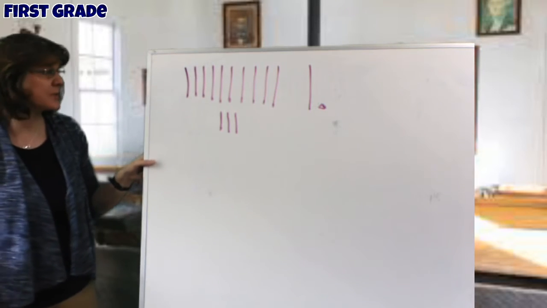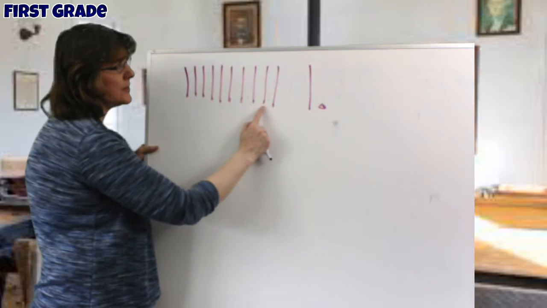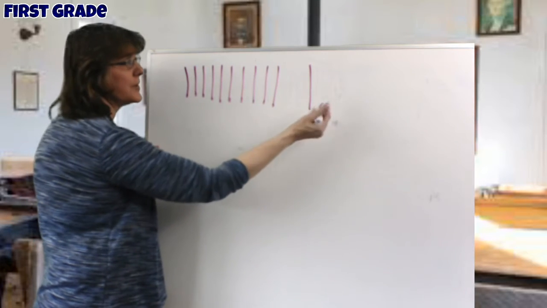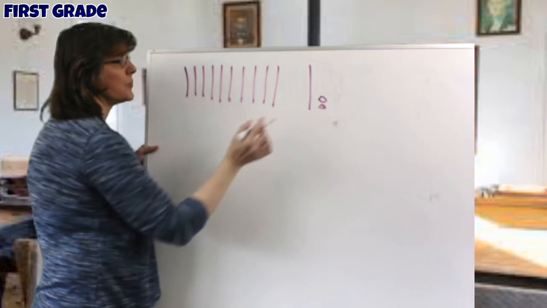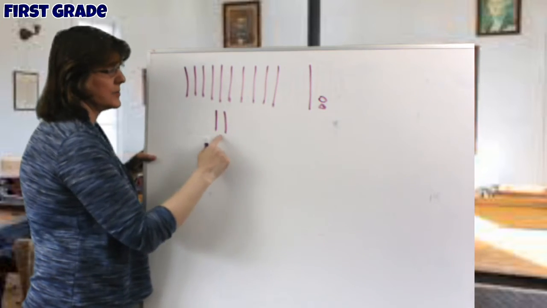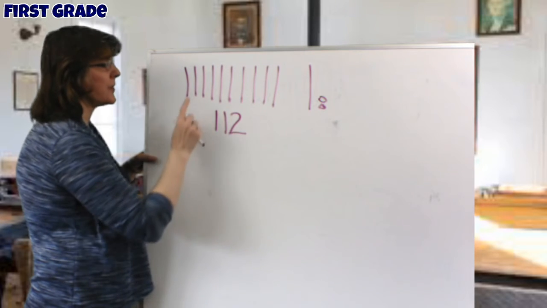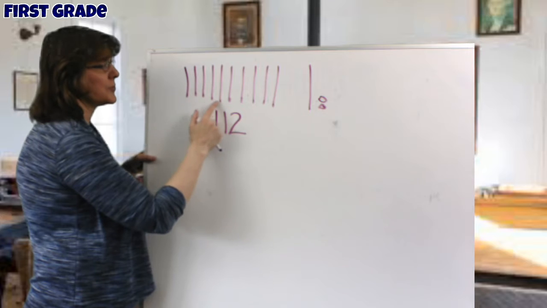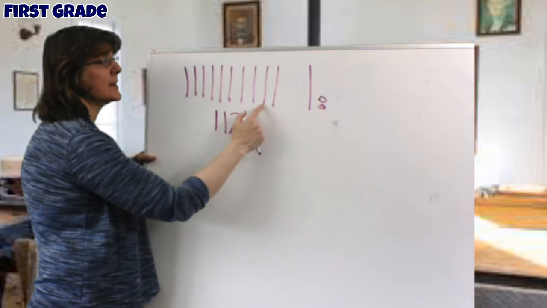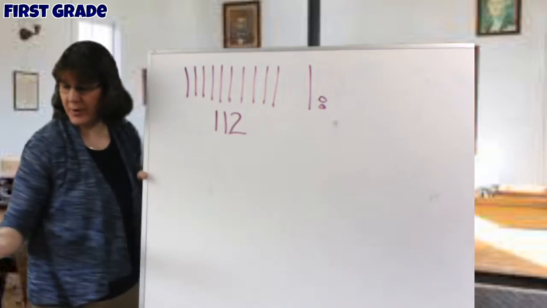My next one looks similar. Now I still have the 10 here, one extra 10 over here, and 2 in the ones. So now I know I have 11 sticks, 11 groups of 10, and 2 ones. My number is 112. 10, 20, 30, 40, 50, 60, 70, 80, 90, 100, 110, 111, 112.